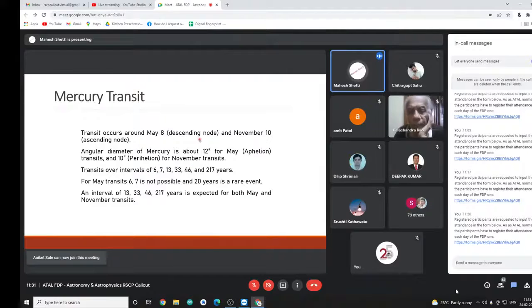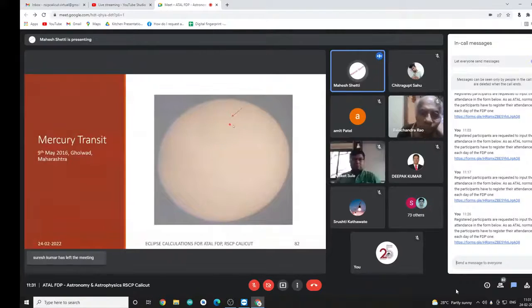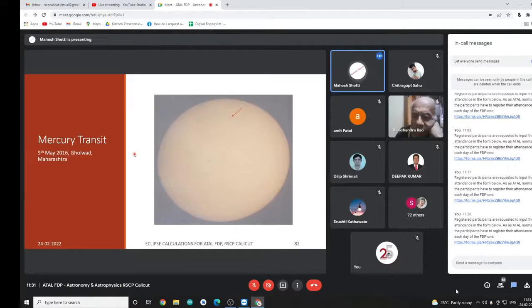Now, let me show you. This was a photograph taken by my team again. You can see the small Mercury. This was taken during the 2016 Mercury transit, and you can see a small Mercury over here, and its size is quite small compared to the size of a sunspot over here. Sunspots are much larger surface features on the Sun as compared to our planets.